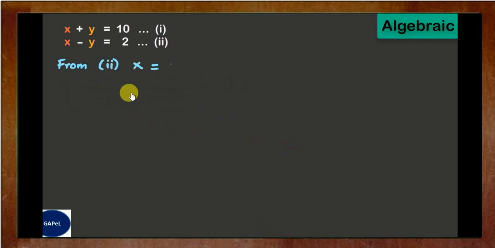So what I'll do, I'll take equation number 2, and that is x equal to 2 plus y. So what I'm doing, I'm transposing y to the other side. Why? Because I'm expressing this equation in terms of one variable. So here we keep one variable, and this equation is in terms of x now. Okay, so this value of x, which is equal to 2 plus y, I will substitute in equation 1.